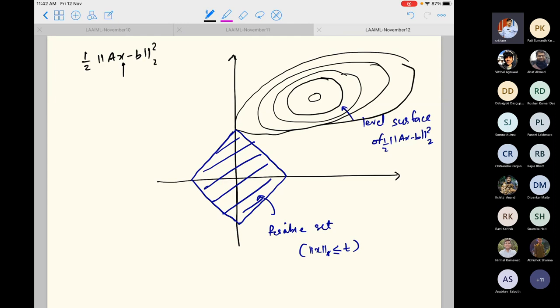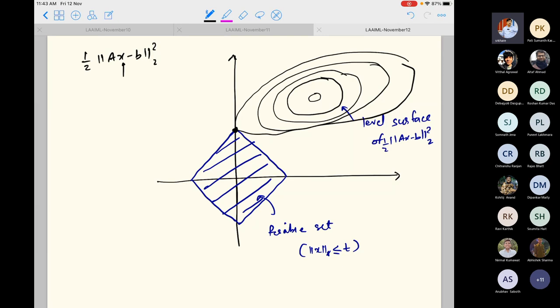I'm not saying it will always happen, but with a high probability this circle will intersect with the feasible region in one of the corners of this diamond. And if it intersects one of the corners of this diamond, what really happens? At this point, you get a sparse solution, right? Why is it a sparse solution? Can you tell why it's a sparse solution? Because one of the coordinates is 0, right?